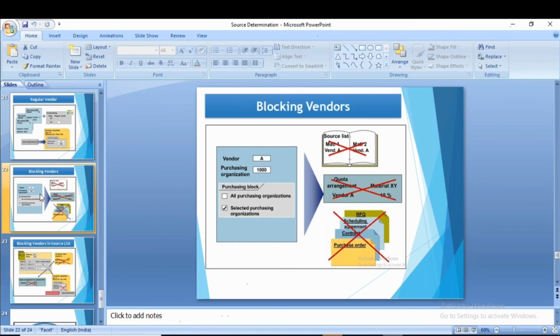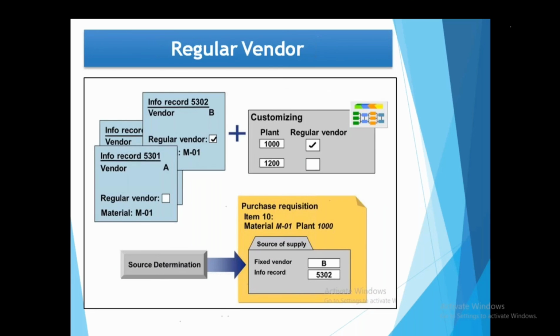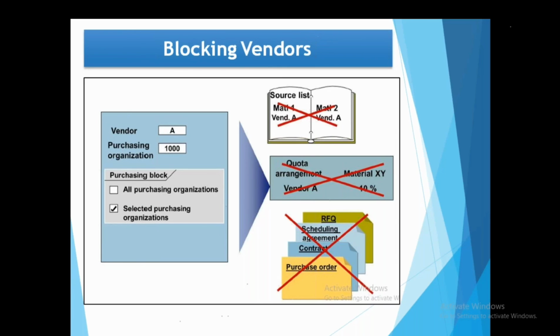Okay, now the next one is blocking the vendors. The vendors can be blocked either entirely at the purchase organization level, as we discussed in the vendor master class, or you can block it in the source list for a particular vendor, or in the quota. Once you block it here or in the quota arrangement, the system will throw an error. It will not allow you to create any purchase order, contract, scheduling agreement, or request for quotation.